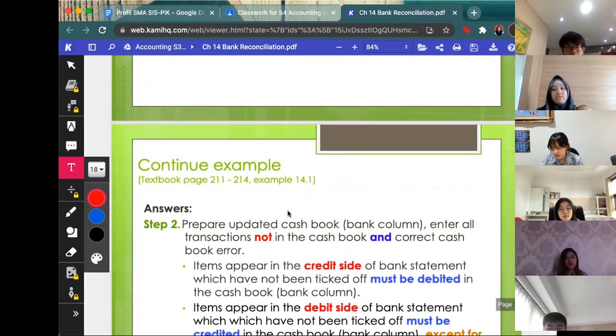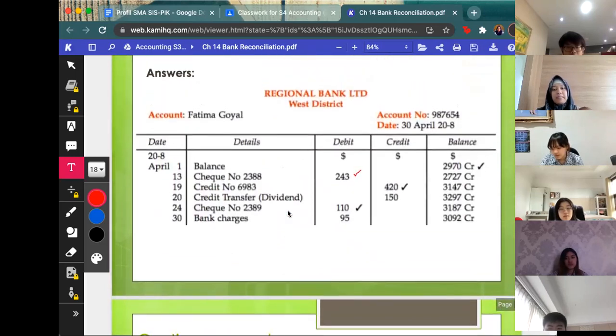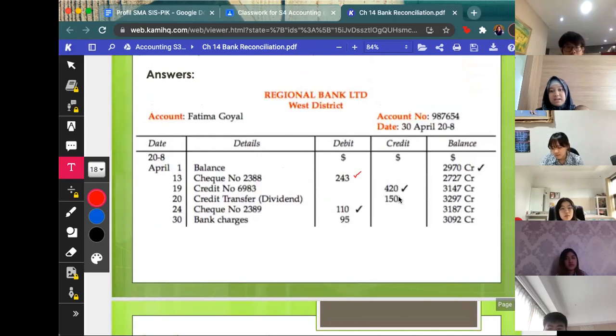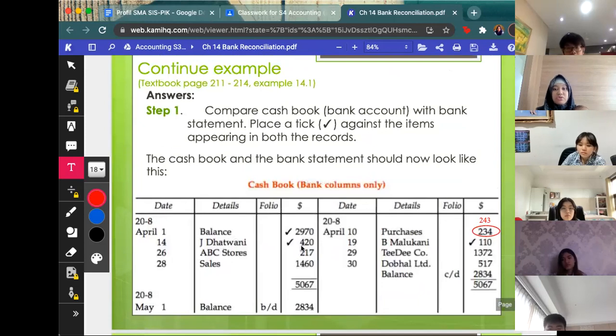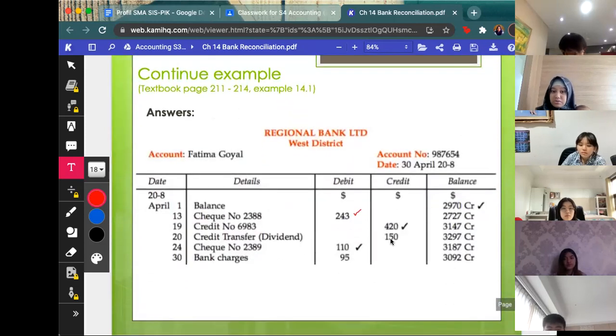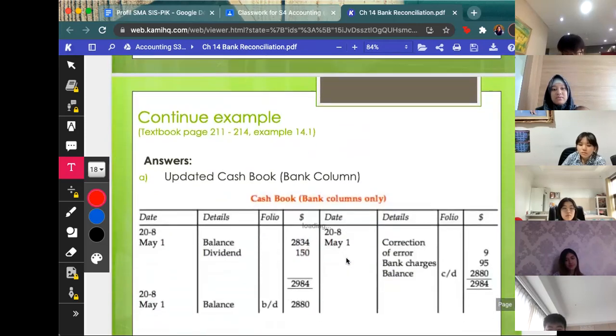Okay, so back to here. The ones that are not yet ticked mean they are not shown in the cash book. Clear, yeah? These two, 150 and 95, that are not ticked, are not shown in the cash book. So what should you do? You put these two, 150 and 95, into the cash book. So that is what we do.